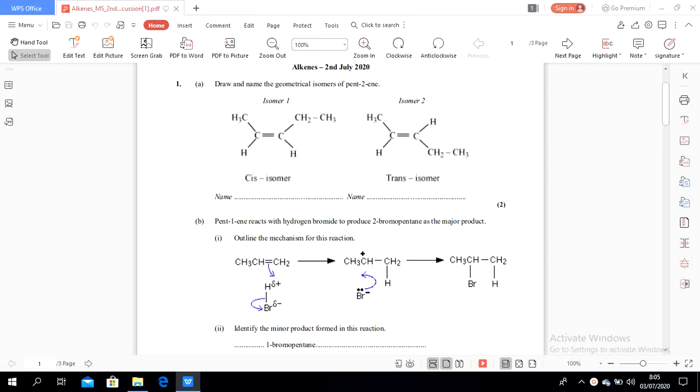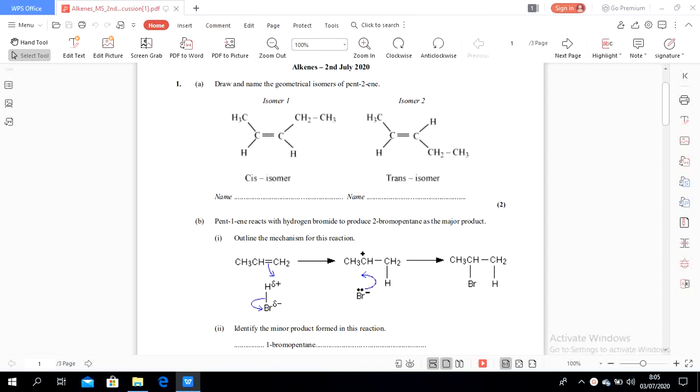Let's discuss the worksheet of alkenes for AS level on 2nd July 2020. There are several questions and I give this one 3 pages. Let's see from number 1. Draw and name the geometrical isomers of pent-2-ene. We note that if it has geometrical isomers, it means the structure contains a double bond.